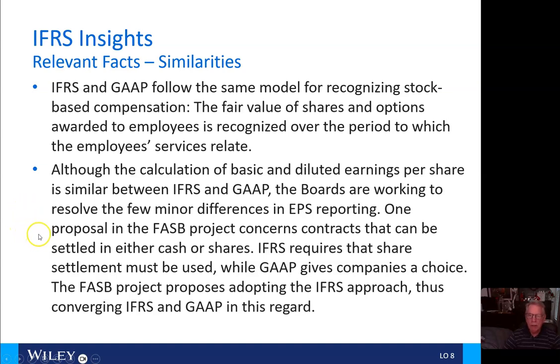One proposal in the FASB project concerns contracts that can be settled in cash or shares. IFRS requires that share settlement must be used, while GAAP gives companies a choice. The FASB project proposes adopting the IFRS approach, thus converging the IFRS and GAAP in this regard.